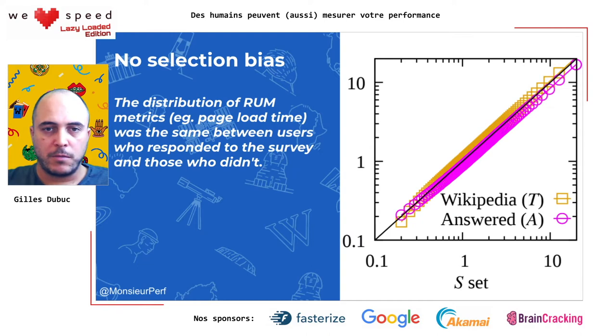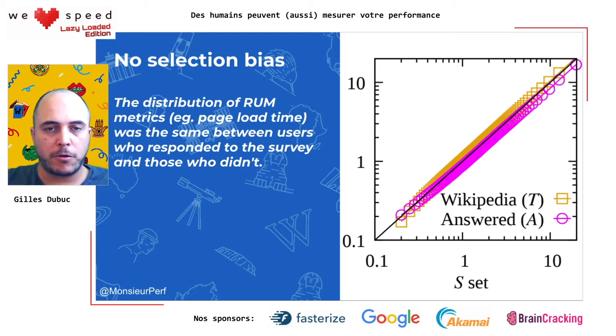Typically, people give the example of online review websites, where somebody's going to write reviews about restaurants, for example, and the fact that it's more likely that somebody who is unhappy about their experience will leave comments about it. So we wanted to check, in this case, was it more likely or not that somebody with a bad performance experience would respond to the survey compared to someone who didn't?